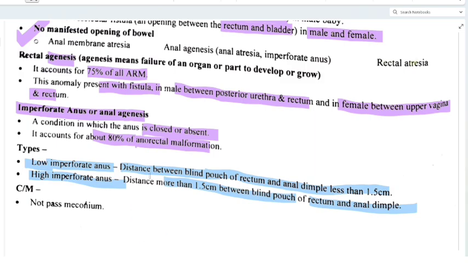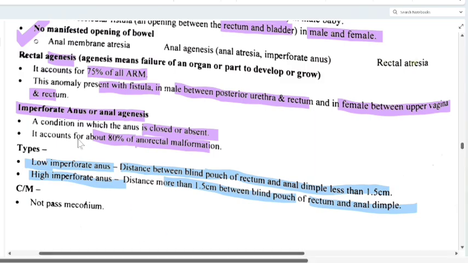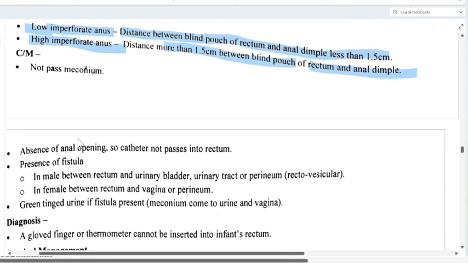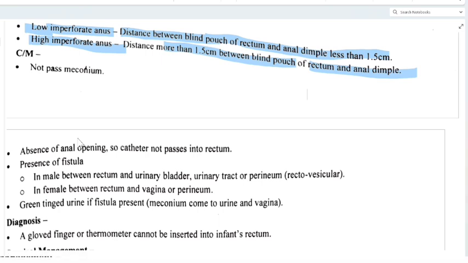Now coming to clinical manifestation. Not passing meconium. Okay, baby generally passes meconium between 24 to 48 hours, right? But if baby is not passing meconium after birth, then it could be possible ARM. Okay, we have to look for it, we have to assess that baby thoroughly.